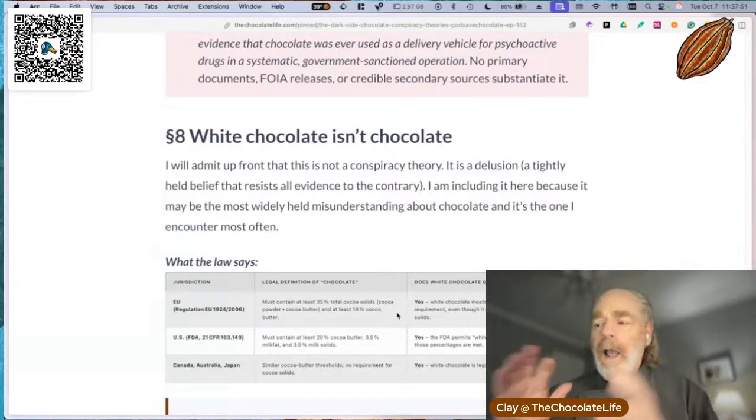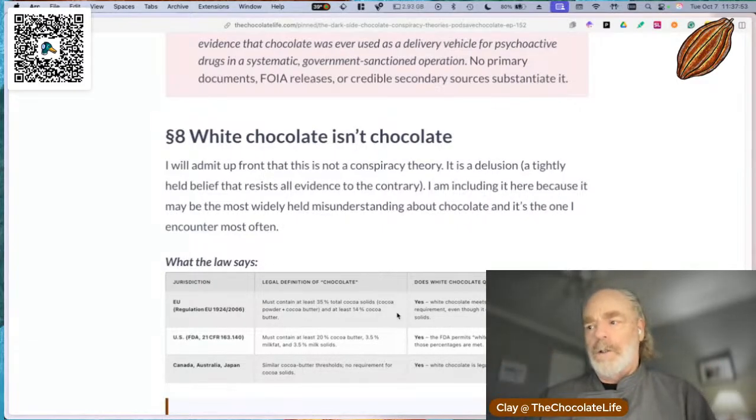So finally, the last thing we're going to talk about today: white chocolate isn't chocolate, right? This is not a conspiracy theory. At least I don't ever see it presented as a conspiracy theory in the sense that there is an intent to deceive, right? Or there is collusion, or anything is being done in secret.